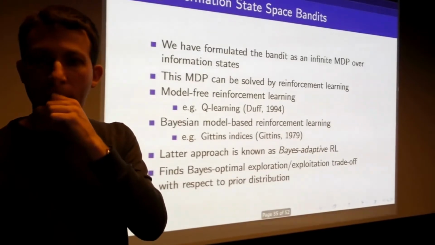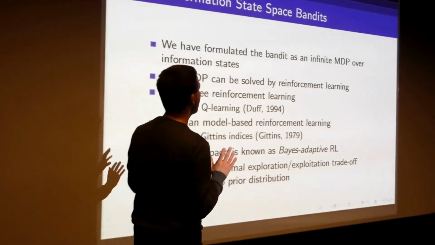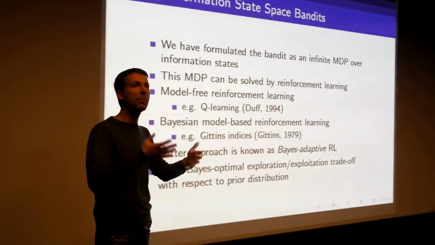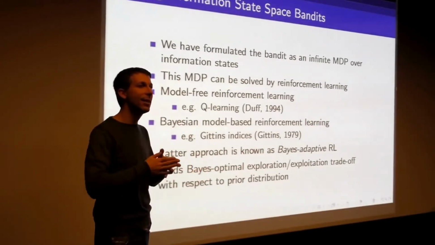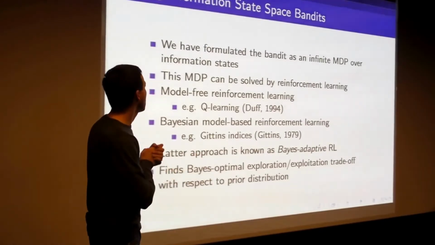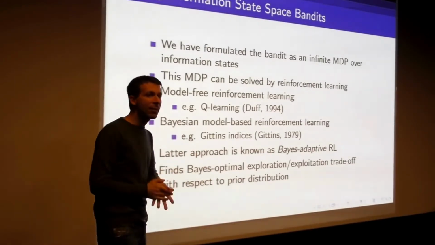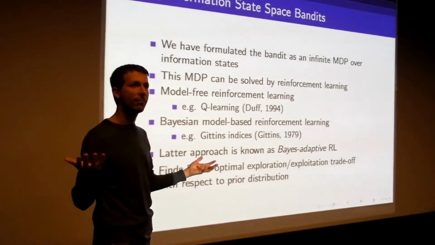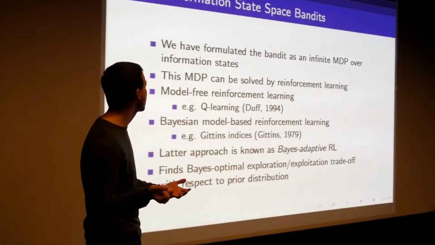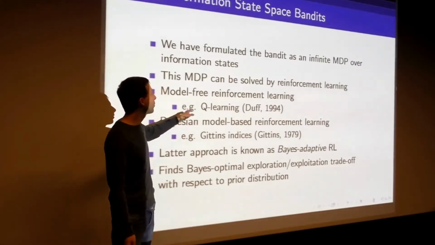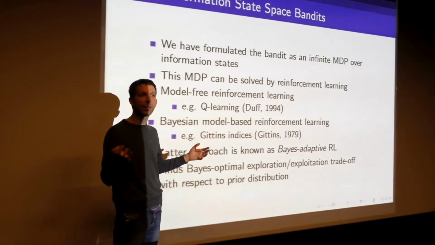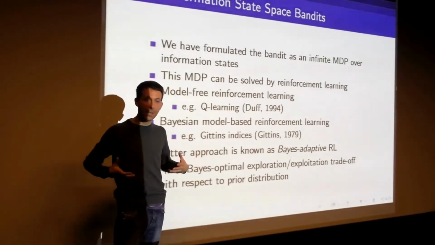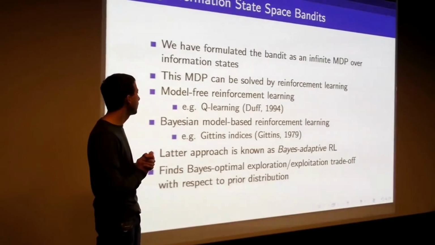So to do this, we formulated the bandit as an MDP, but now it's an infinite MDP. The number of information states is infinite and very large. But the MDP can nevertheless be solved by reinforcement learning methods. This is what we've spent the rest of the course on. So we can apply our favorite methods to this. If you use model-free reinforcement learning, you get a whole family of methods that can solve these things, maybe slowly with this original work here, but nevertheless can arrive at the right answer.